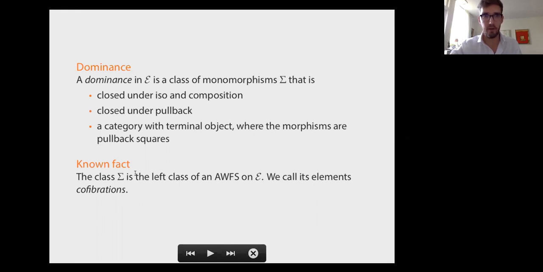So we just use the known fact that there is a class, a dominance, which is the left class of an algebraic weak factorization system on E, and we call its elements cofibrations. So the second part of the paper actually also needs to talk about why we have such a thing in simplicial sets. But think of them as monomorphisms.